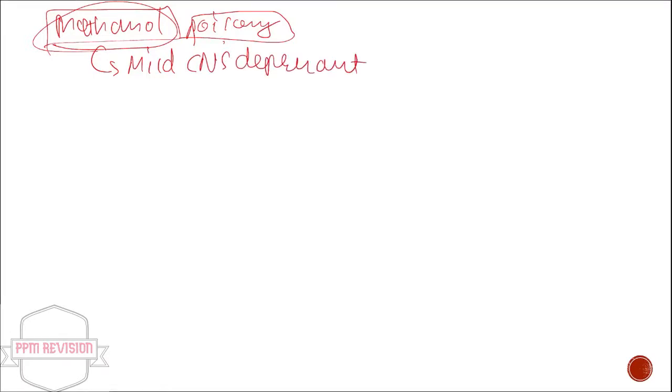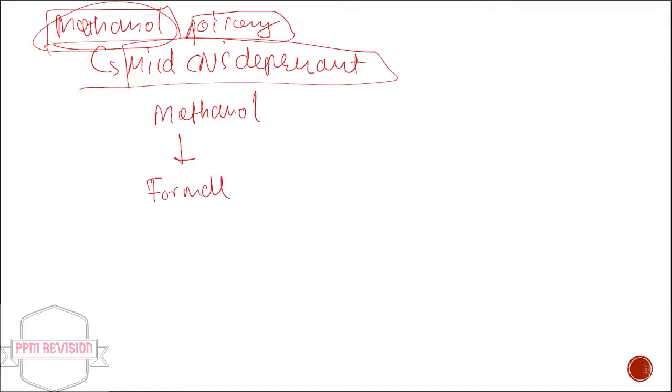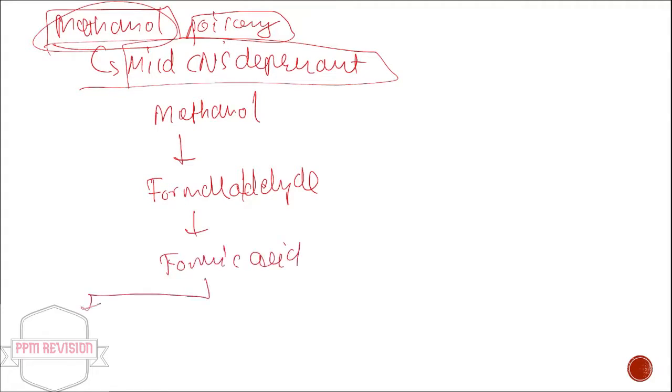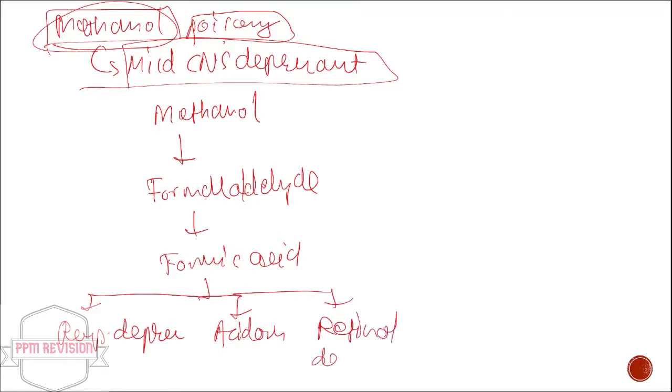Okay, so now I'll try drawing a flow chart so that it's easier, so we'll know exactly what happens. Methanol is converted to formaldehyde. This formaldehyde is again converted to formic acid. This formic acid leads to respiratory depression and acidosis, and can also result in retinal damage.